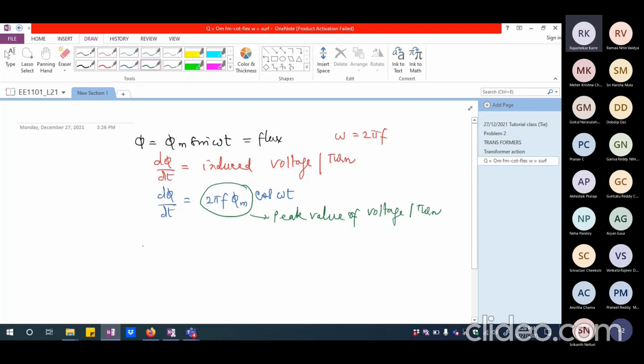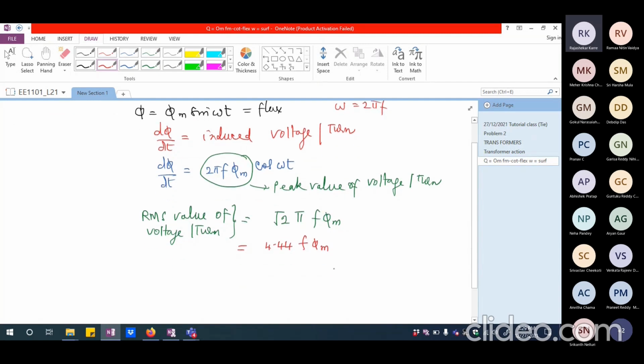If I try to look at the RMS value of voltage per turn, I have to divide this by √2. So I should be able to write this as √2 times pi times f times phi m, where phi m is the peak value of flux. Now √2 times pi comes out to be 4.44. So I have 4.44 multiplied by frequency multiplied by phi m, where phi m is the maximum flux or peak flux established in the core.